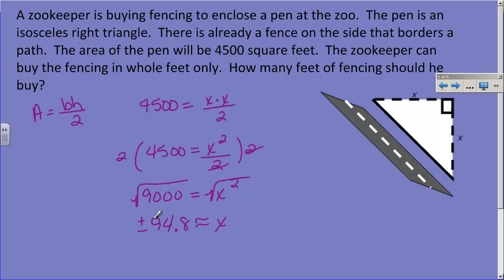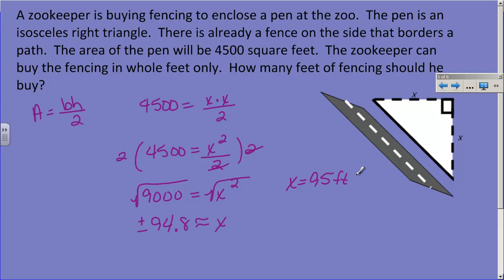Now think about this. I have two answers. I got plus 94.8 and minus negative 94.8. The negative one does not matter here, because of the problem situation: you are building a pen to enclose animals at the zoo. It's a real object. We cannot have negative length or negative width on something. So the negative isn't going to matter. You still need to write it so you understand that you have both of those solutions for the function. But for the situation, all I need is the positive. So x for this situation is going to be 95 feet.